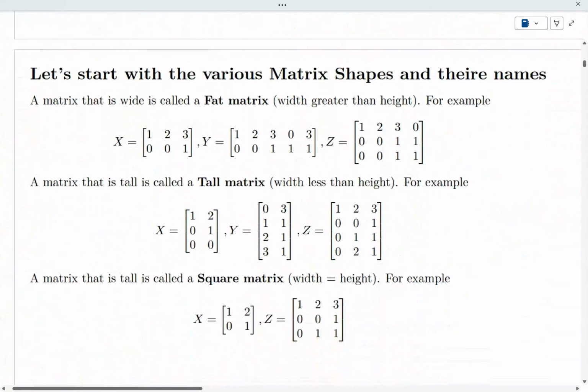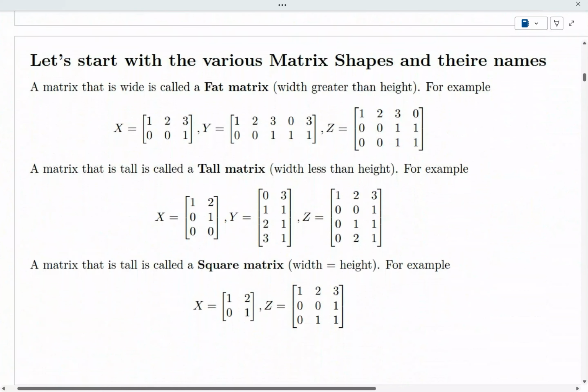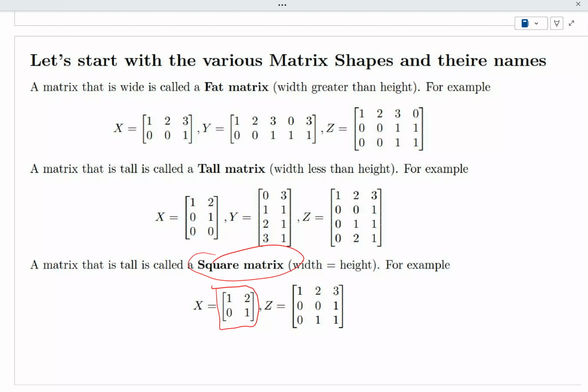Let's start with various matrix shapes. If you have a matrix where the number of rows and the number of columns are the same, we call it a square matrix. It makes sense because it looks like a square. So this is a square matrix.